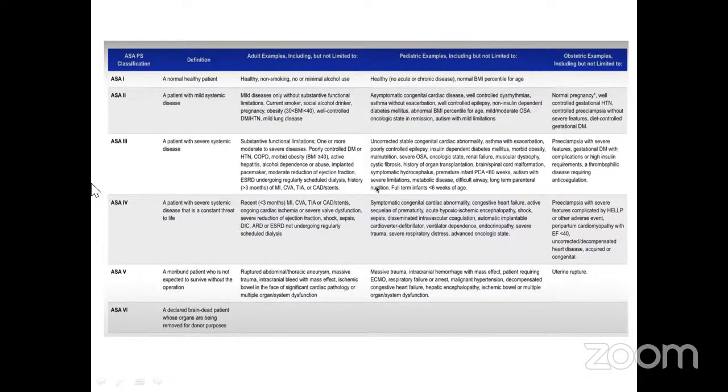In 4, severe systemic diseases that are a constant threat to life are seen, in 5 morbidly moribund patients are seen, and in 6 declared brain dead patients are seen.